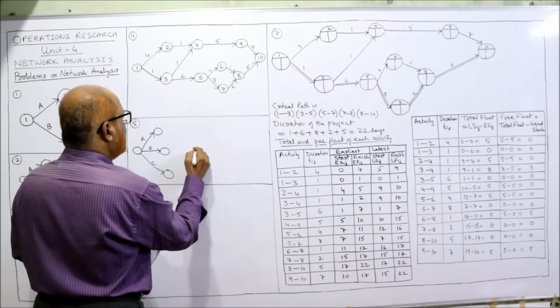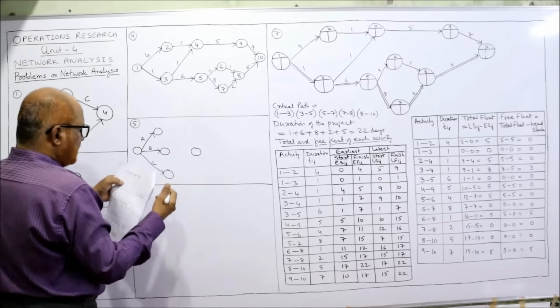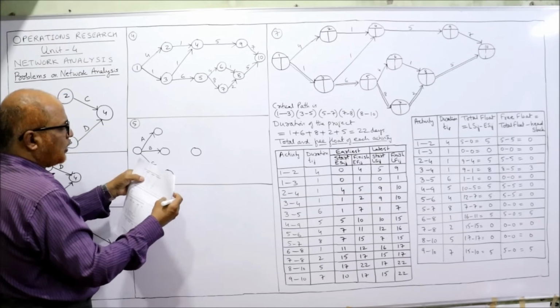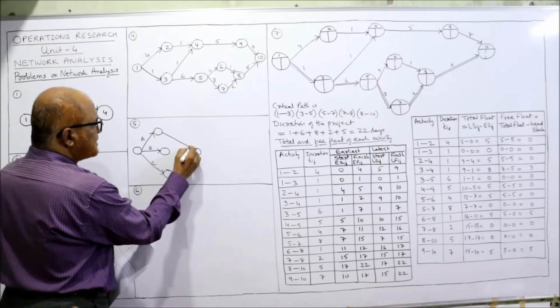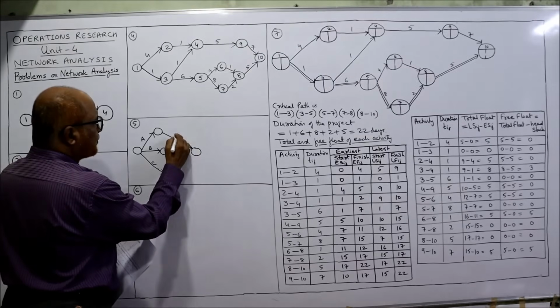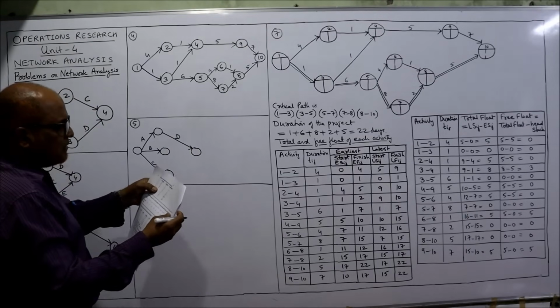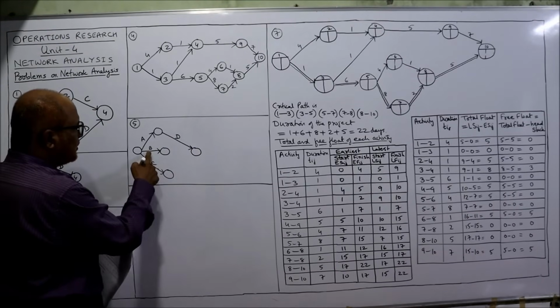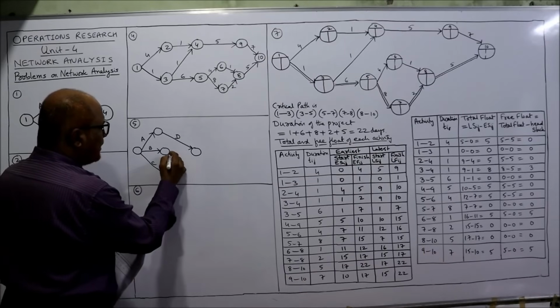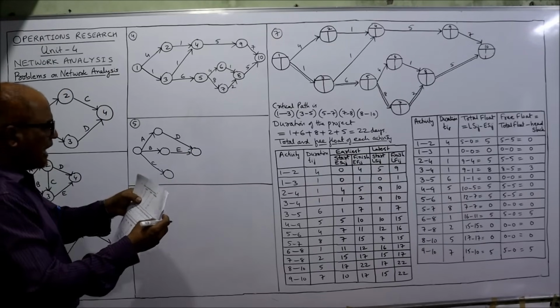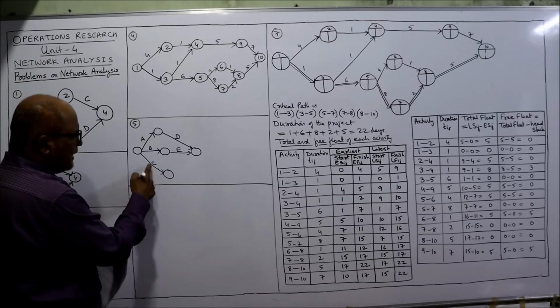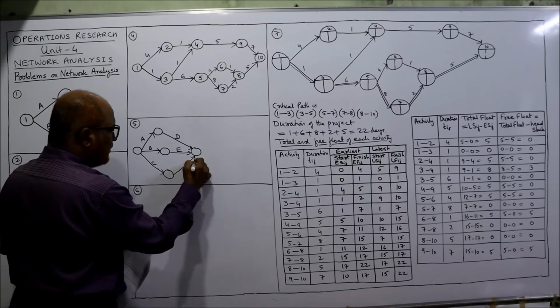So what I am taking here is the D activity follows after A. After completing A, this is the D activity, right? E activity follows after B. So this is B. After B, E activity follows. Then F follows after C. After completing C, F activity will follow.